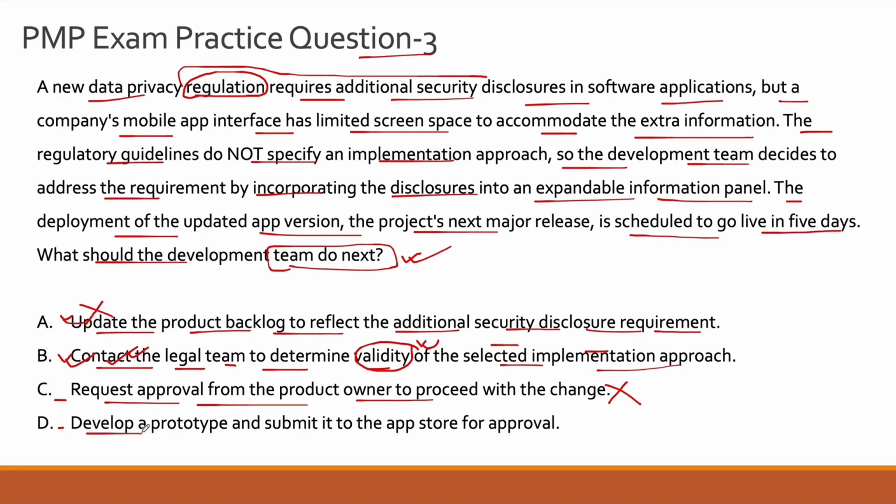Okay, and let's look at option D, develop a prototype as submitted to the App Store for approval. Again, this is incorrect. You cannot submit it to the App Store for approval because your legal team or your regulation team has not approved it yet. So that is why option D is also incorrect, and the correct answer to this question is option B, which is to contact the legal team to determine the validity of the selected implementation approach, which is incorporating the disclosures into an expandable information panel. And once you get the green light from that department, you are perfectly fine to move on to option A, which is to update the product backlog to reflect the additional security disclosure requirement, and your sprint cycle takes on from that point. Okay, so the correct answer is option B.